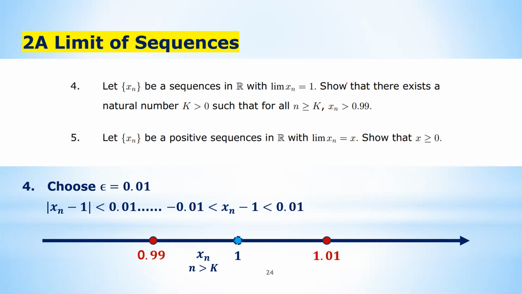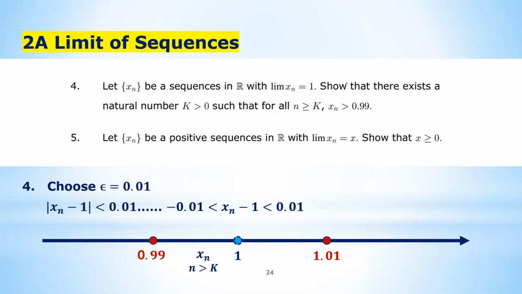As long as you have a limit, xn will be very close to the limit. Therefore xn will carry a certain property, maybe less than some given number or smaller than some given number when n is large enough, as long as this number is not equal to the limit. Okay, so that's the number 4.